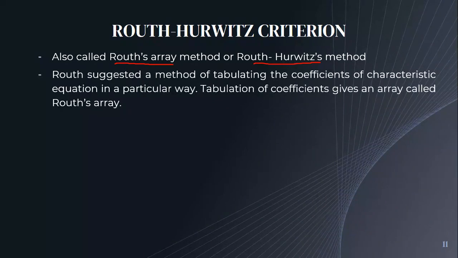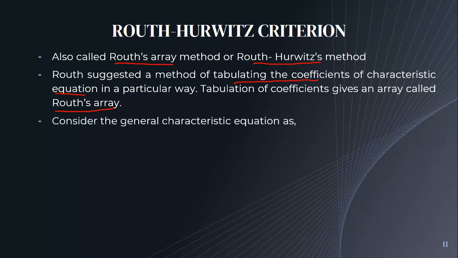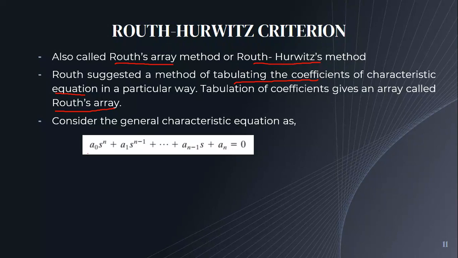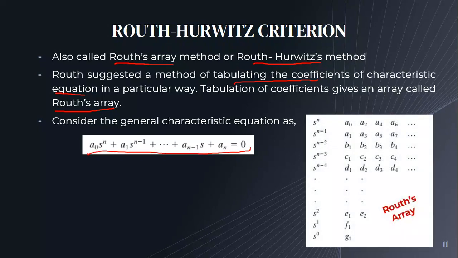In this method we will be tabulating the coefficients of the characteristic equation in a particular way. This tabulation of coefficients will give us Routh's array. So let us understand how we get this Routh's array. If I have a general characteristic equation given by this function, I can tabulate it in such a way to obtain the Routh's array.